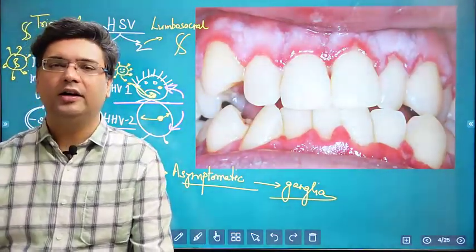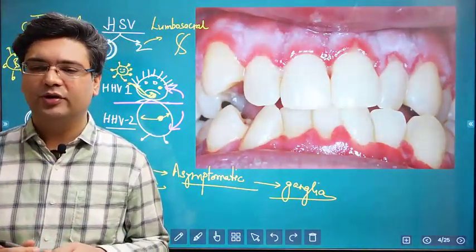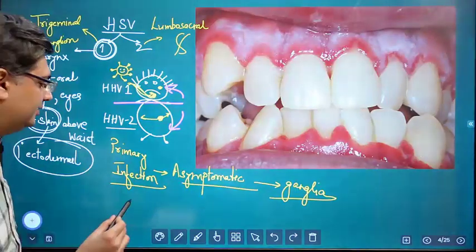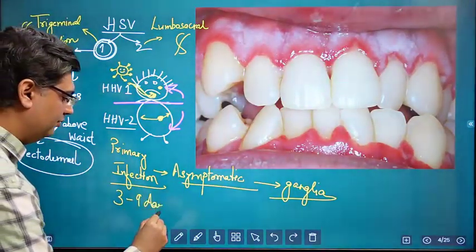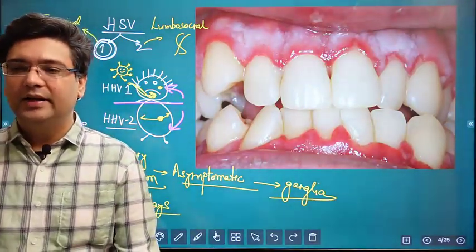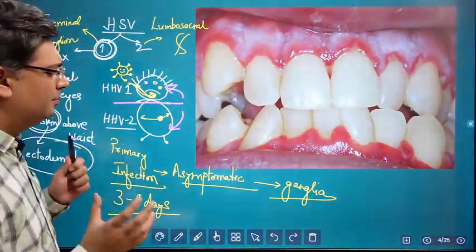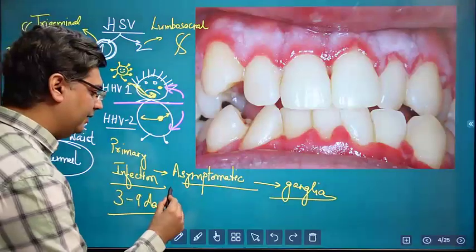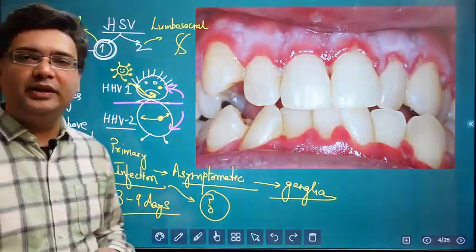Now if we talk about the clinical features, all primary infections are occurring because of contact with an infected individual, and generally when you are first exposed, the incubation for the virus, for the primary infection, is 3 to 9 days. That's the incubation for the virus. It is approximately 3 to 9 days. So most of the people are asymptomatic, but then what happens to those who are actually infected?